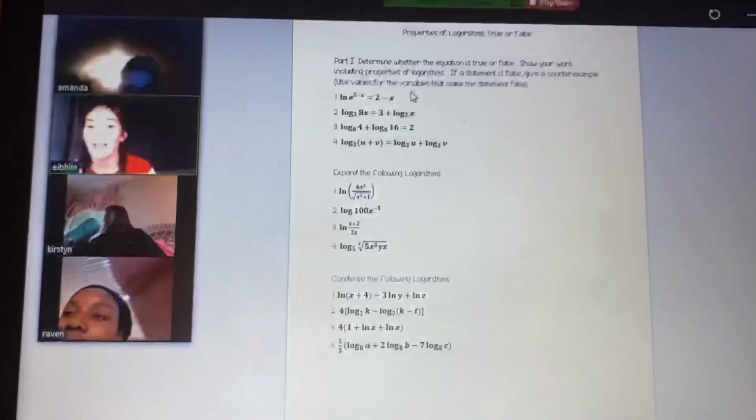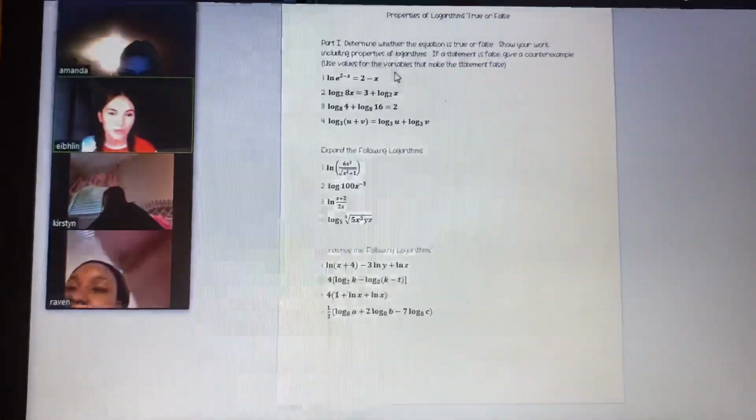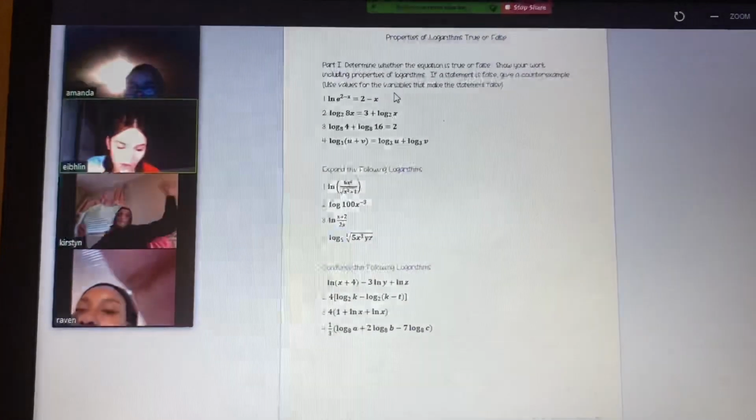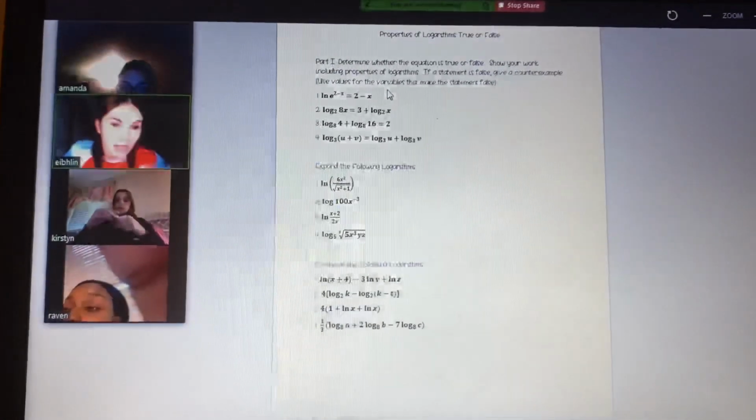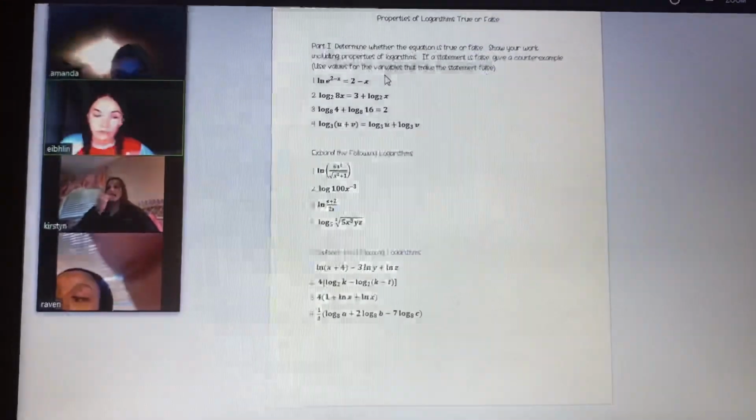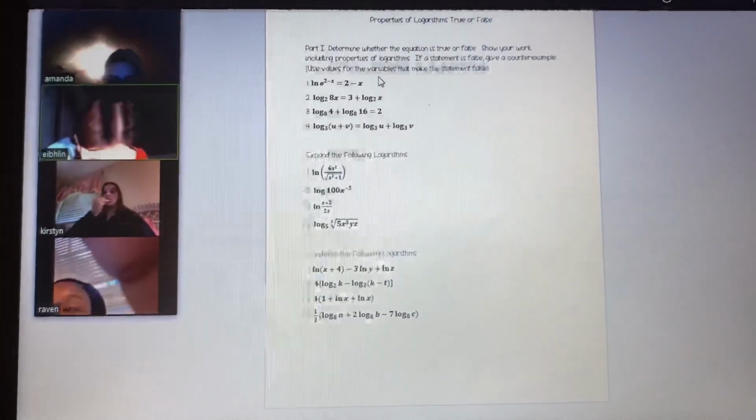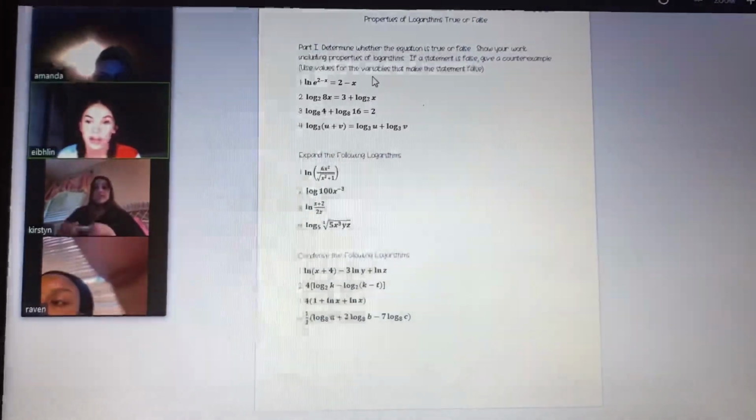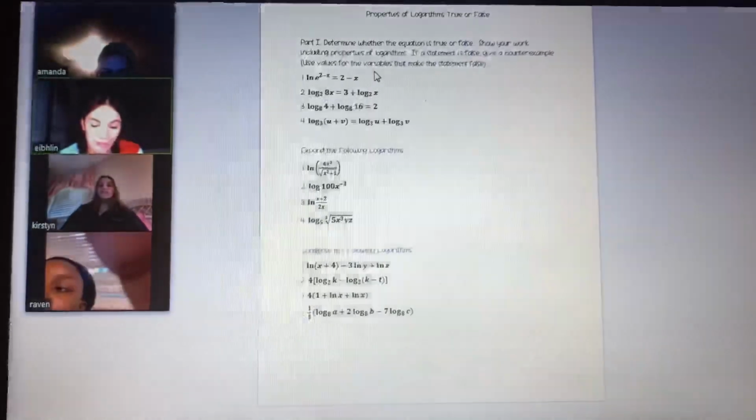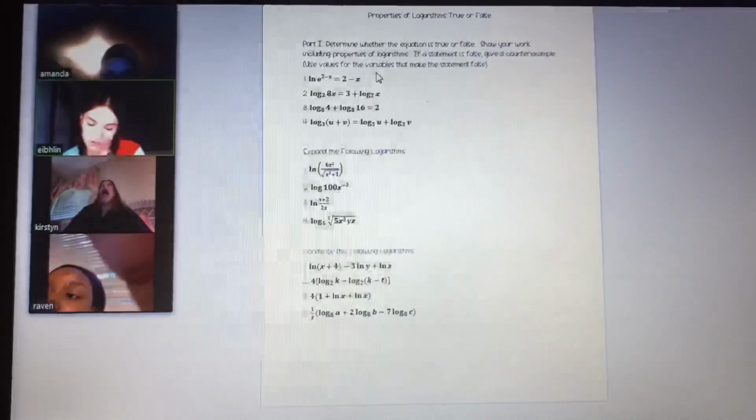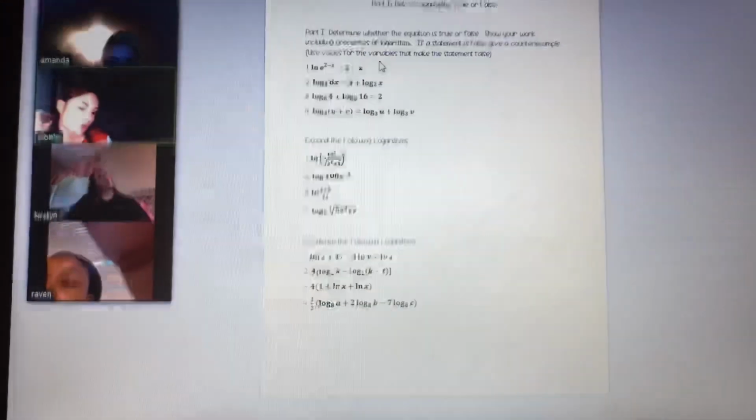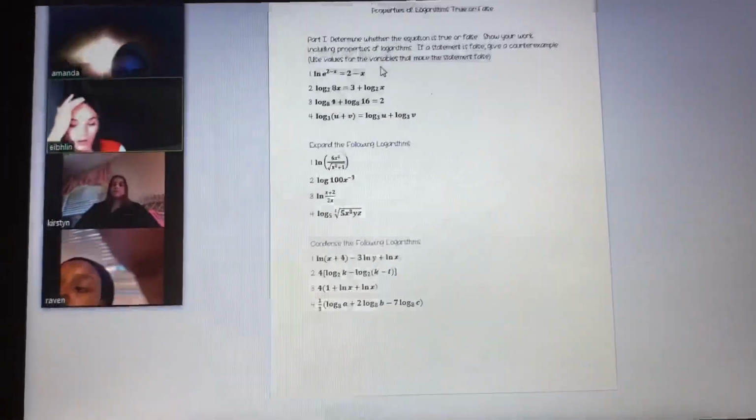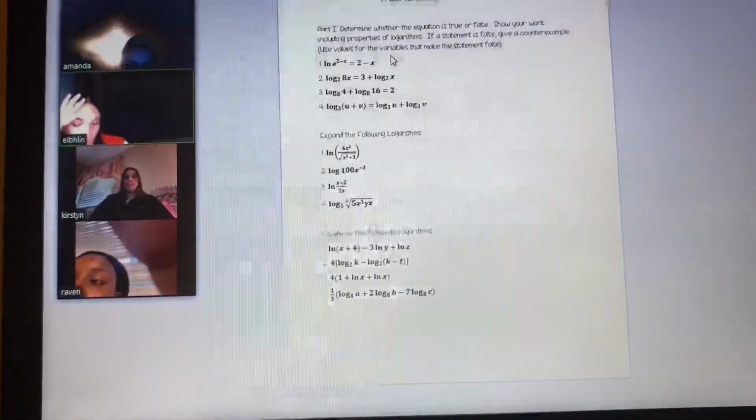Oh, I'm next, sorry. So, for expanding, you're doing log base 10 of 100 x to the negative 3rd power, so that would be log base 10 of 100 times 1 over x to the 3rd, and then that would be log base 10 of 100 over x to the 3rd, which is then log base 10 of x squared minus log base 10 of x to the 3rd, and then once you simplify that, that's 2 minus 3 log base 10 of x.